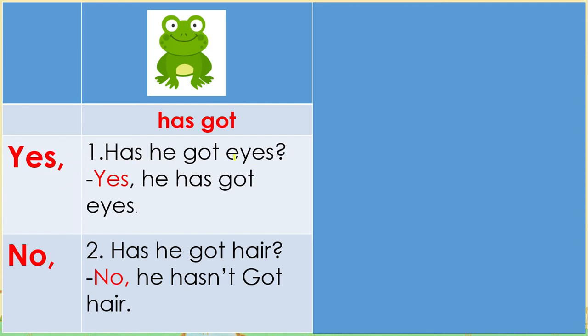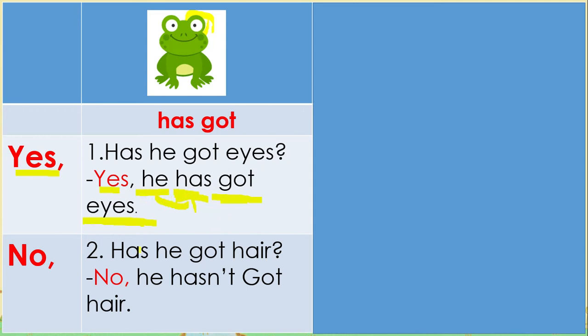If the question is yes, you just write there, yes, he has got eyes. Okay, so one more time. The question is, has he got eyes? So the answer is yes. You're going to say, yes, he has got eyes. Okay, he first before the word has.